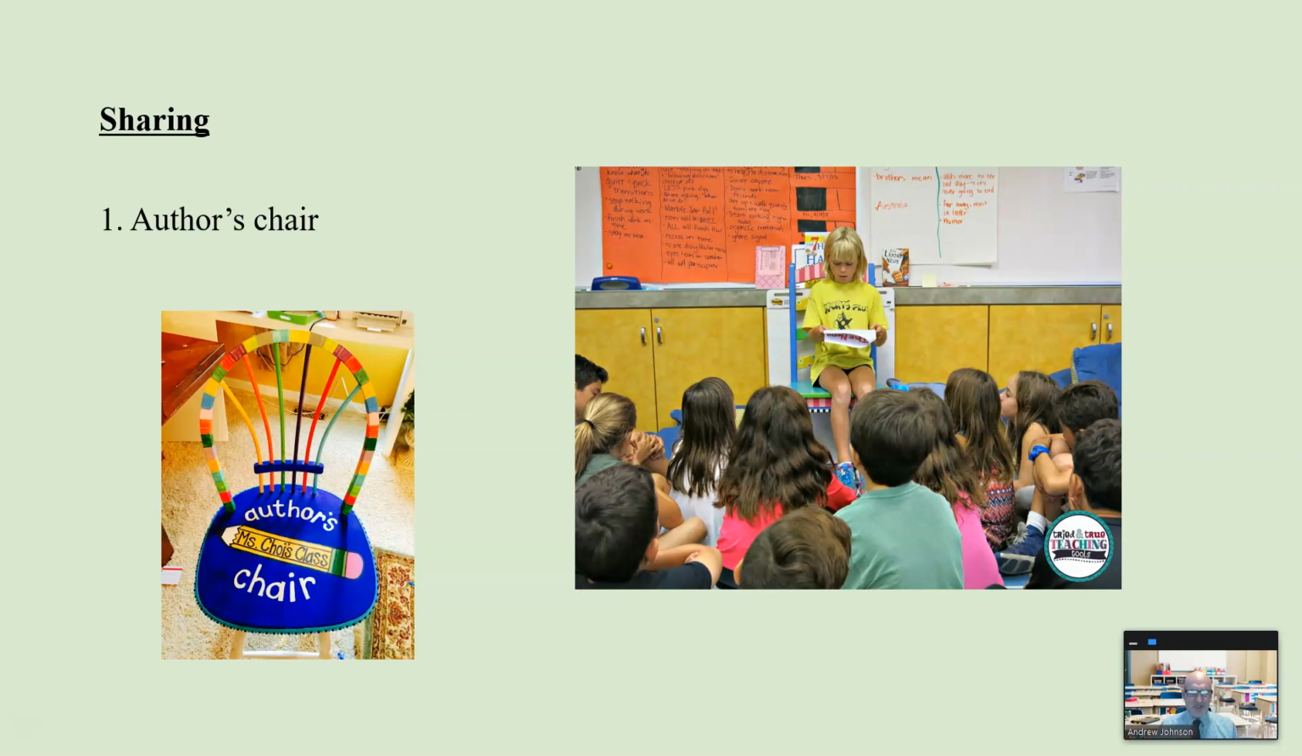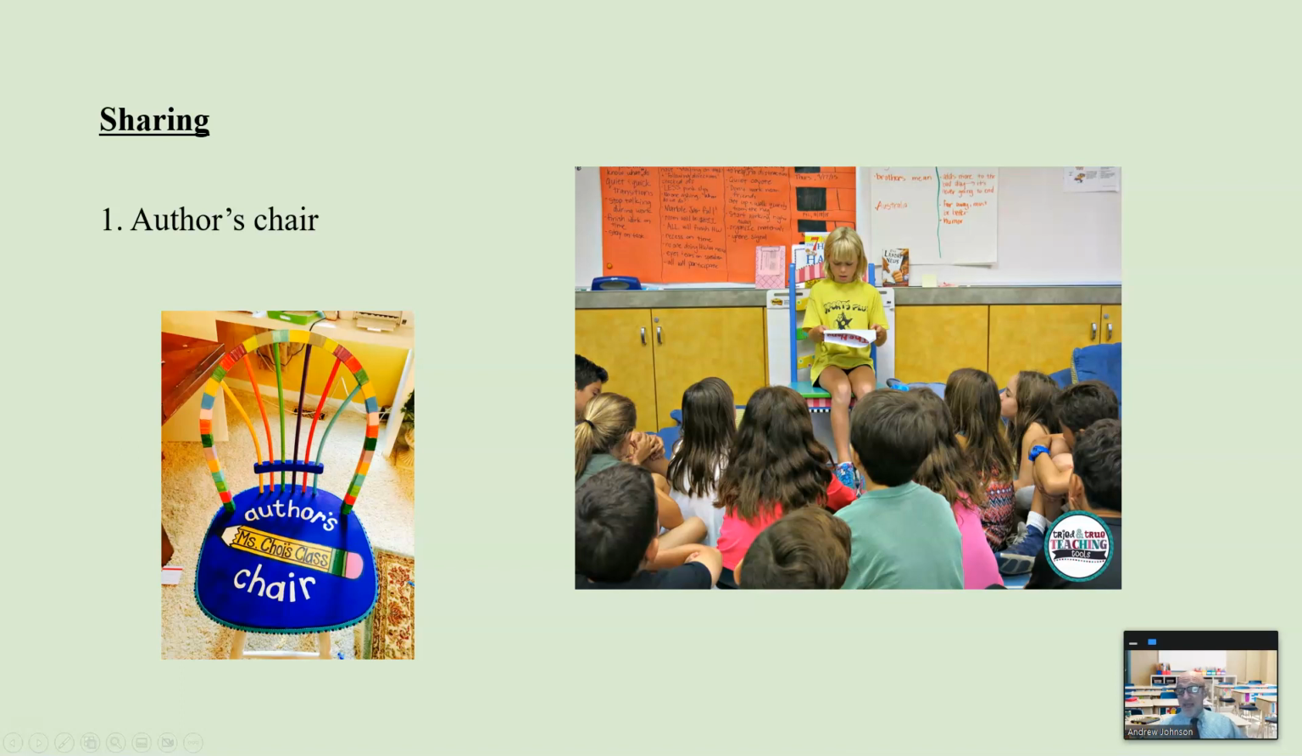Some simple ideas: the author's chair, where 1 or 2 students a day read their work. They are selected. And no more than 3, but I recommend no more than 2, because it becomes hard to listen to if you have too many. So 1 student is selected to read their work, usually at the end of the writing day.